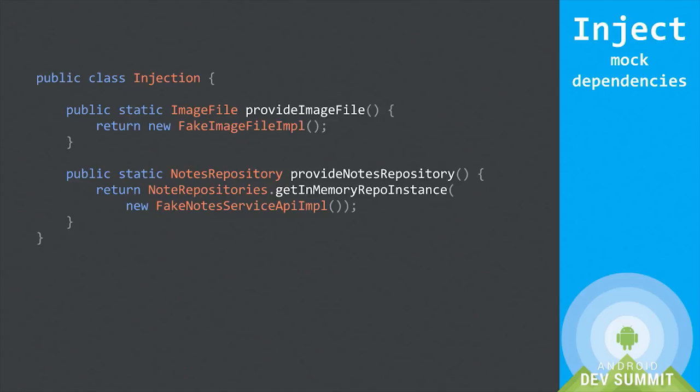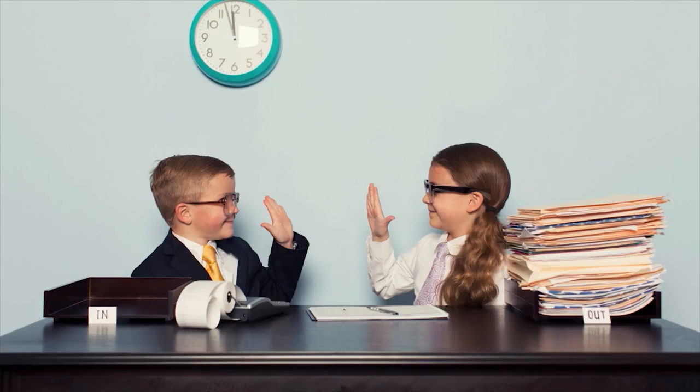Provide nodes repository is the method that we use to create the repository. So if you're using the mock flavor, it's going to create an actual real in-memory repository, but we're going to inject a fake dependency. In this case, the fake node service API implementation, that's a very Java name, I know, is not going to start any HTTP connections, but it's just going to return immediately a JSON file in this case. And that's it. That's how we set up a hermetic environment.